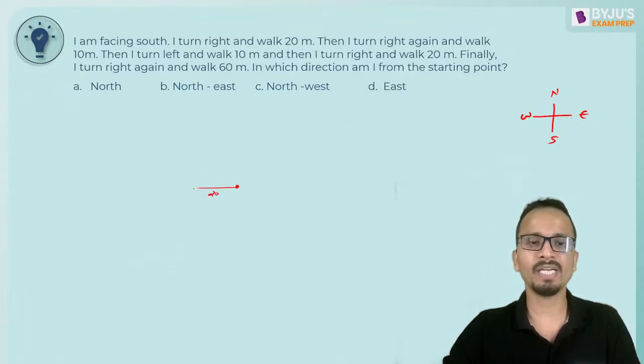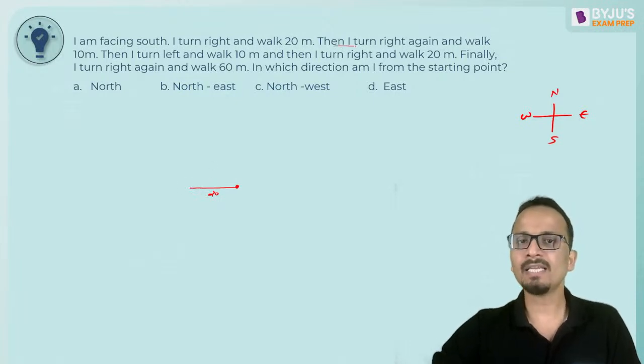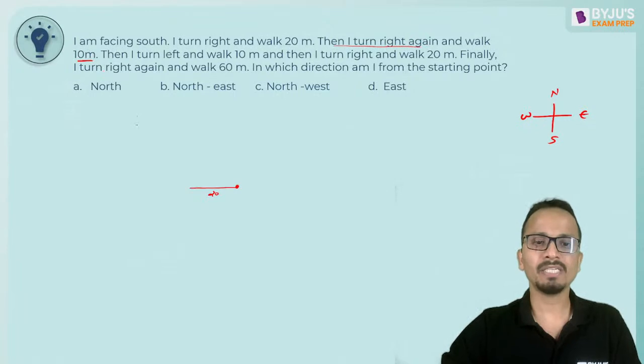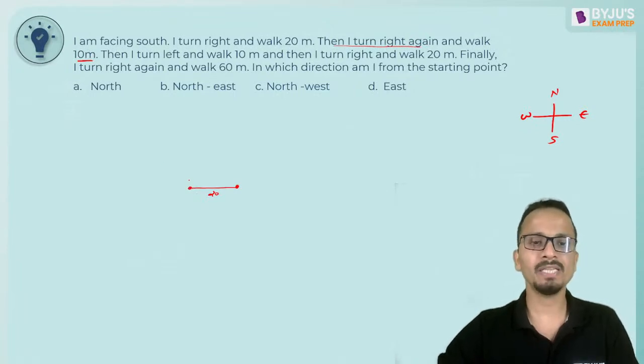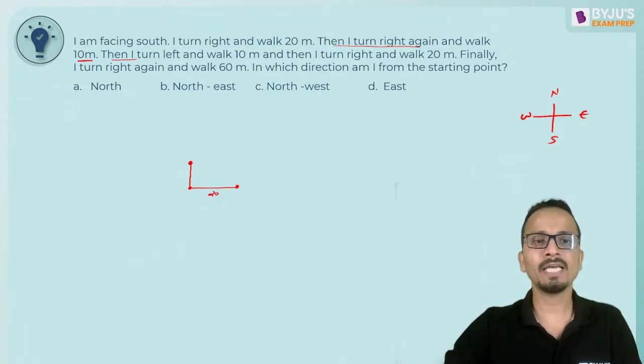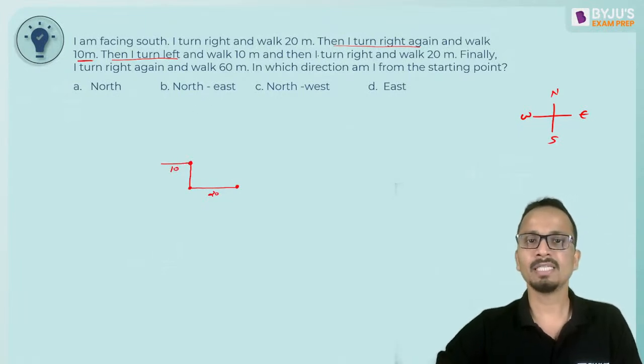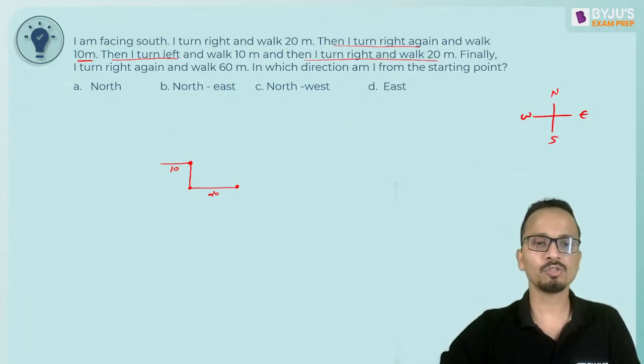Okay, so this is 20 meters. Then I turn right again and walk 10 meters. So a right turn from here will be in the upward direction, that is towards north. So after turning right, I walked 10 meters. From this point, a walk of 10 meters and I'll reach this point. Then I turn left and walk 10 meters. So left will be towards west now, and 10 meters. Okay. Then I turn right and walk 20. So from here, a right turn will be towards north and I walk 20 meters.